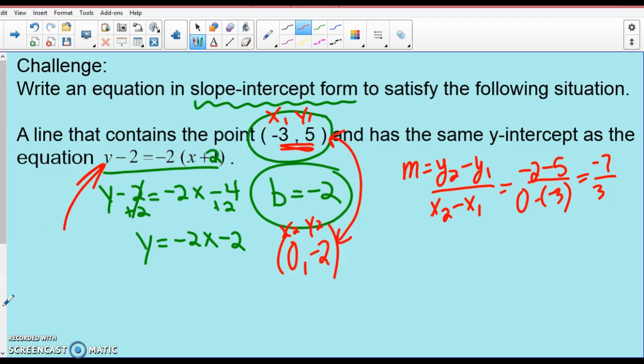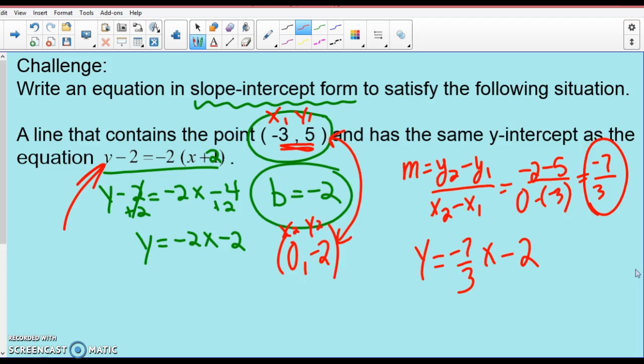Justin, you're missing something. Oh, you're missing something. Y equals -7/3 x minus 2. Because we just found the slope to be -7/3.